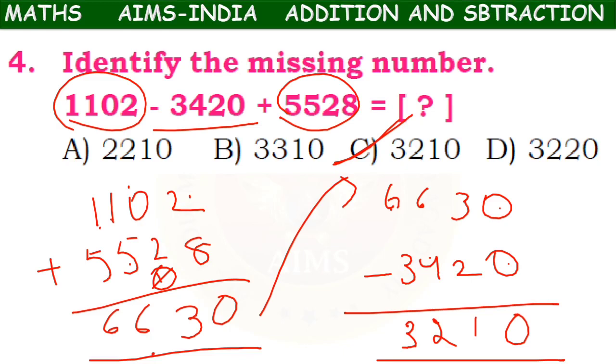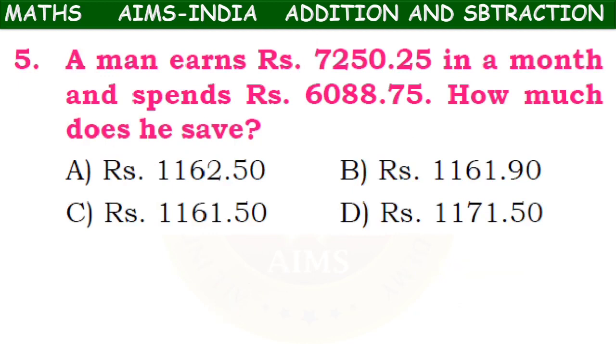In such cases of addition and subtraction together, you need to check whether we can subtract the given number or not. See, this is small minus big, so we cannot subtract. That is why we went for adding the two numbers first and then subtracting from it. The correct answer is option C. Moving on to question number 5.